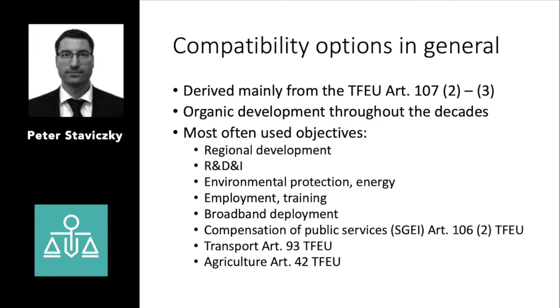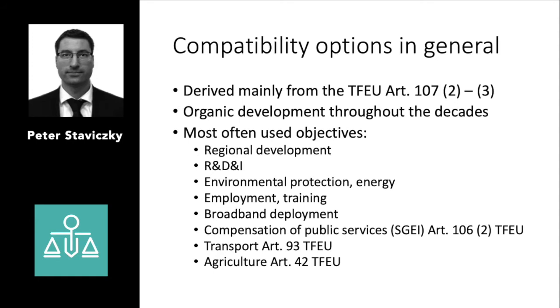Next slide, please. So this is generally how state aid rules are applied. There is a strict ban on granting, and there are exemptions. So here you can see on this slide what these exemptions are. These are mostly what can be called a common interest: regional development, research and development, environmental protection, climate change, employment, broadband deployment, public services, transport and agriculture.